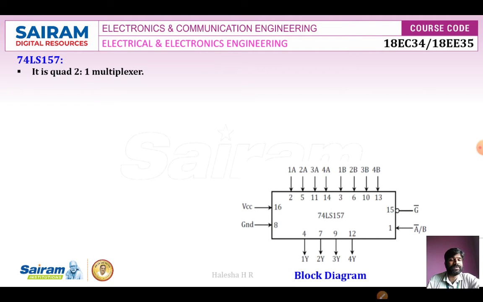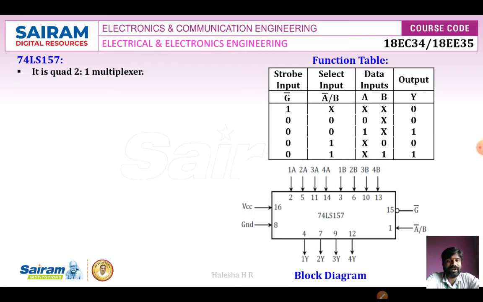So for the first multiplexer, 1A, 1B, 1Y: if select is 0, the 1A value will be passed to 1Y. If it is 1, the 1B value will be passed. So this is the function table. On the input side, we have the strobe input, which we call the enable input, G bar, the select input, the data inputs, and the output. If the enable input G bar is 1, whatever the select input or data inputs may be, the output is 0.